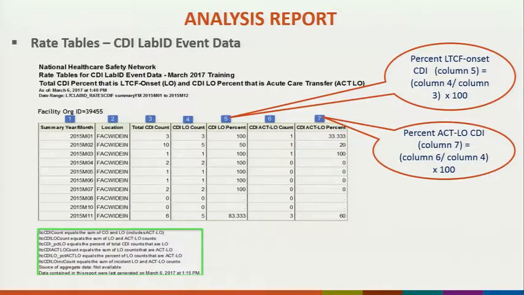So this table describes the percent of CDI events that are long-term care onset, and the percent of LOs that are acute care transfer long-term care onset. As a reminder, the acute care transfer long-term care onset events are those occurring in residents who have a CDI event date within 4 weeks of being transferred to the nursing home from an acute care facility.